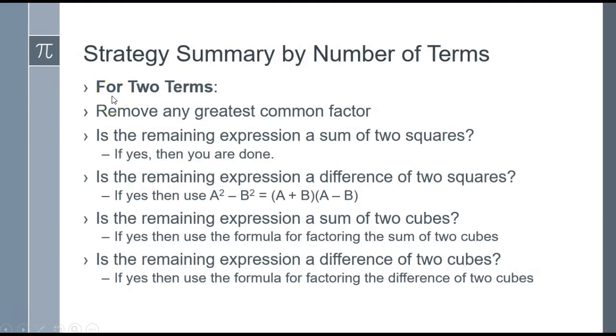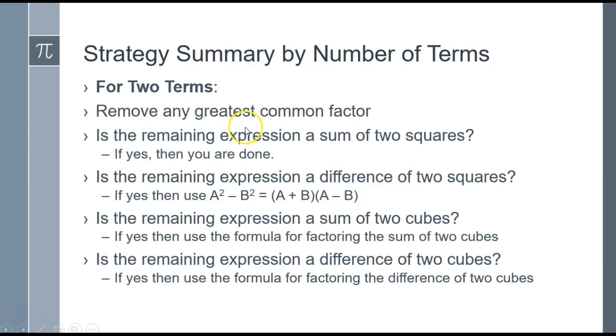So first, for two terms, this is probably the easiest. The first thing you do is remove any greatest common factor. And my experience says that on the test, the problems with two terms where there is only a common factor and nothing else, like if I did 2 plus 4x squared and said factor, all you can do is take out the 2. It becomes 2 times (1 plus 2x squared). And then you're done, and that's very confusing to students. So always look for the common factor first.